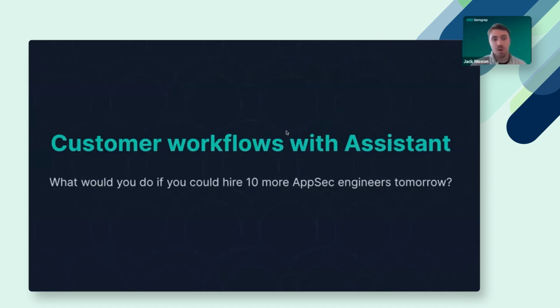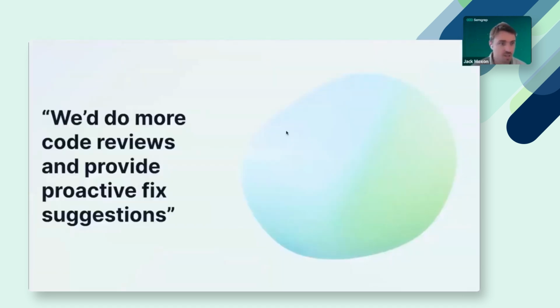One of the questions that we tend to ask, right, is what would you do if you could hire 2 more developers? Well, Semgrep Assistant and AI, I think, scales beyond just that question, right? So we've started to ask, well, what if you had 10 or even 100 more developers? What would you do? We've been asking those things to our customers. One of the first things everyone says is if we had more people on our team, we would do proactive code reviews and proactive fix suggestions for our customers.